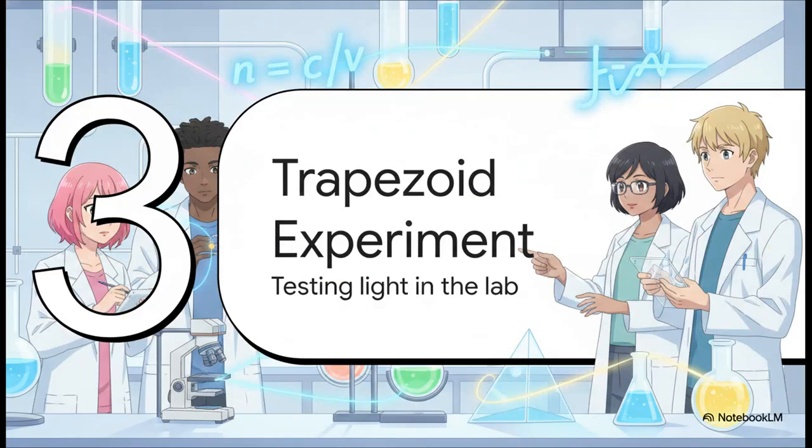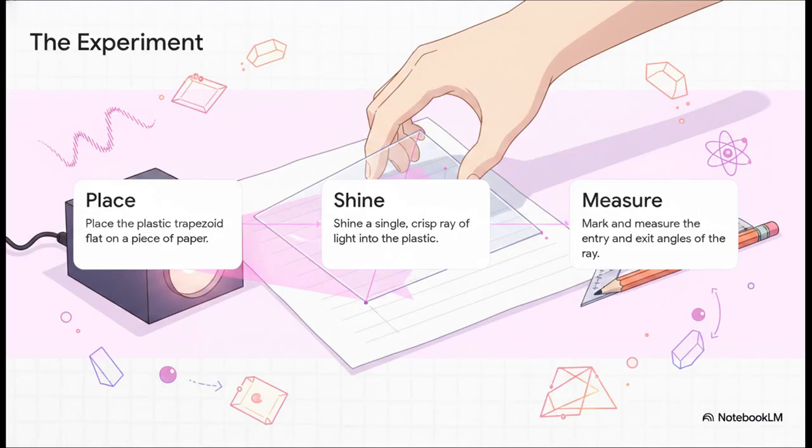All right, we've got the theory down, but now we need some actual physical proof. Let's head into the lab for section 3, the plastic trapezoid experiment. To really solve this mystery, we're going to run a classic refraction experiment to find the exact refractive index of one specific piece of plastic.